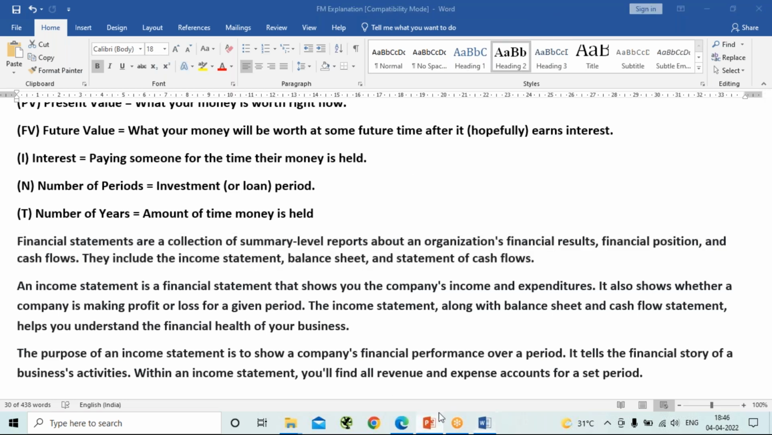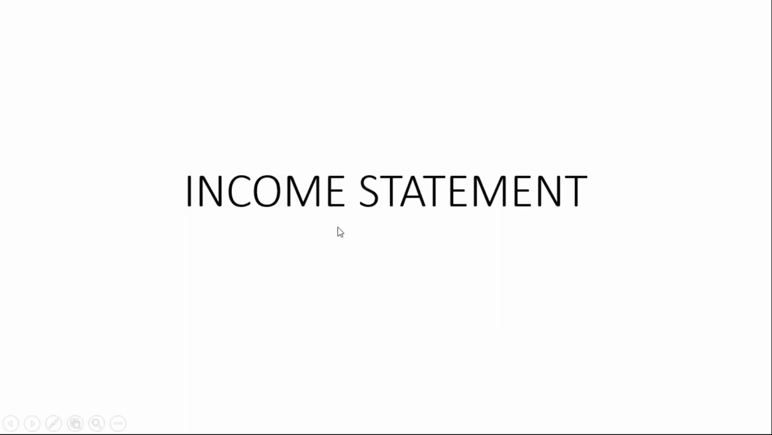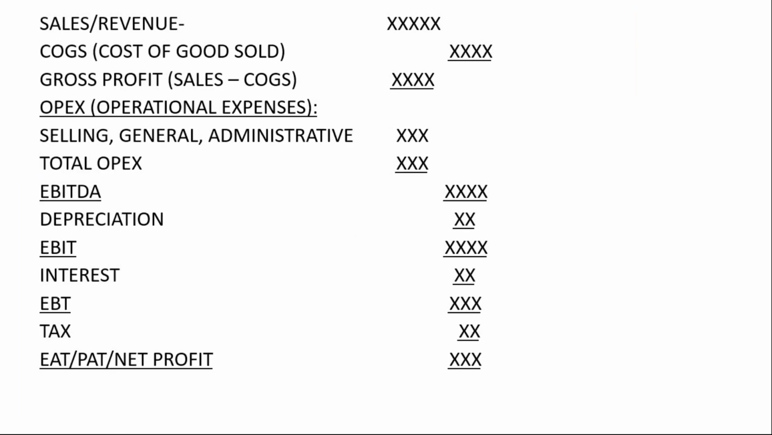So now let us see how an income statement is prepared. I'll share my screen. Yes, here you can see a format of an income statement. The first and foremost thing is sales or revenue, the income source for any business. There are three types of businesses: manufacturing, trading, and service industry. In any business, there are two minimum transactions: purchase and sales. When you make a purchase, it is an expense to the business. When you make a sale, it is called income, which is also called revenue.